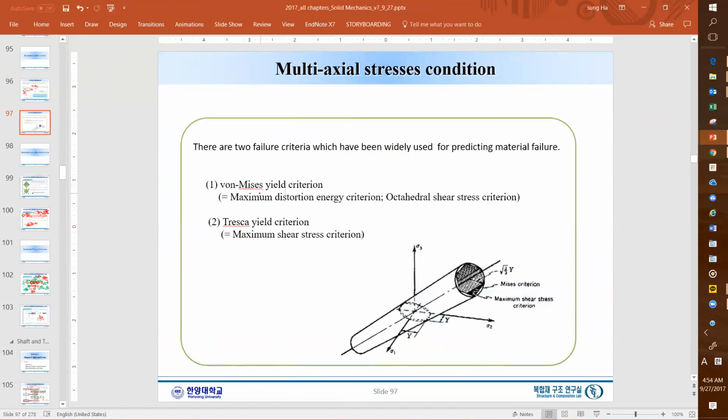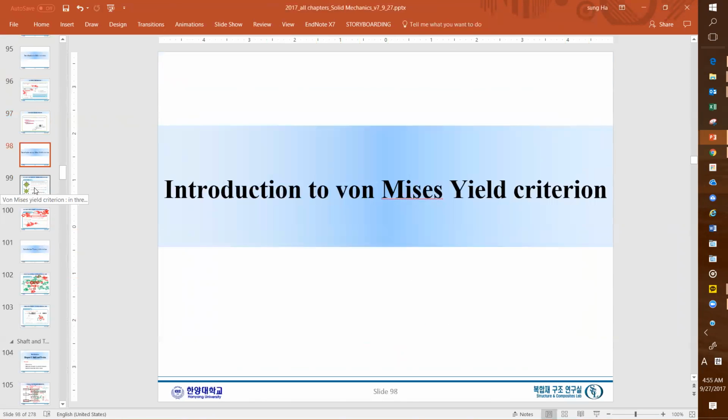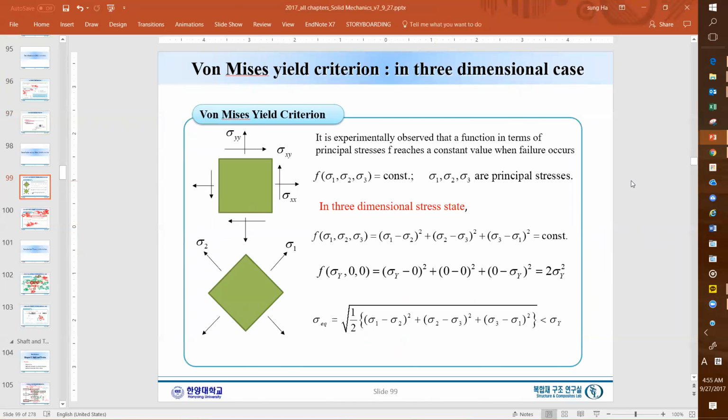A very famous theory is the von Mises yield criterion, and second is the Tresca yield criterion. Von Mises is sometimes called the maximum distortion energy theory, and Tresca is called the maximum shear stress criterion. I'm not going to go into detail about why those theories are called that. But I'd like to emphasize how we use this failure criterion. Again, we want to apply this failure or yield criterion in three-dimensional cases.